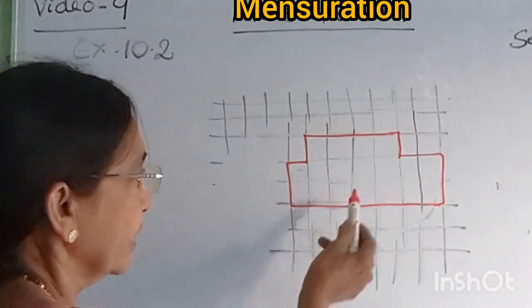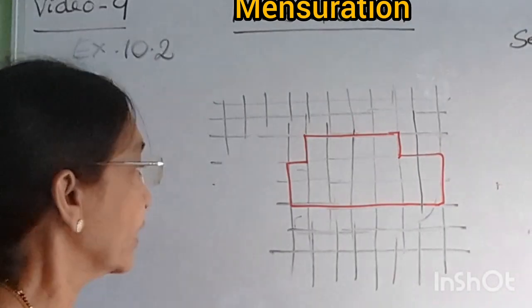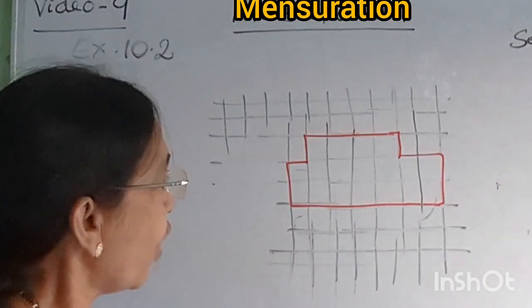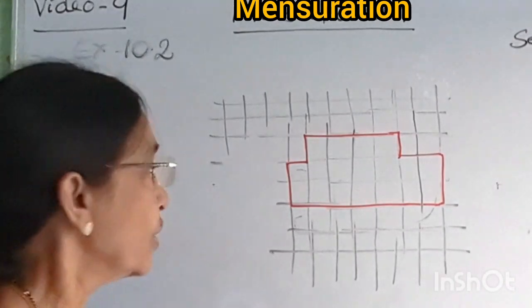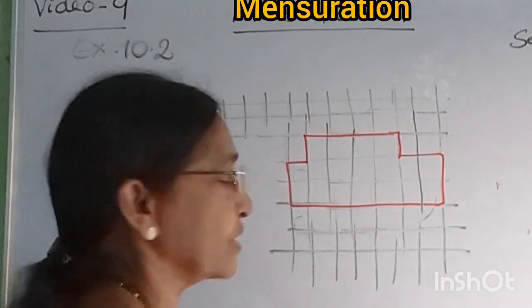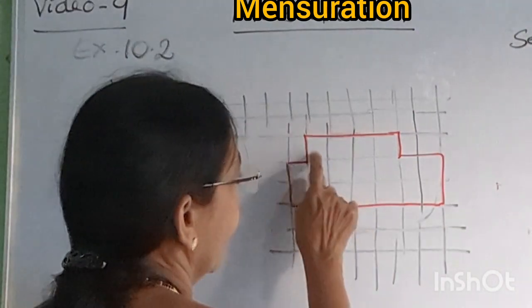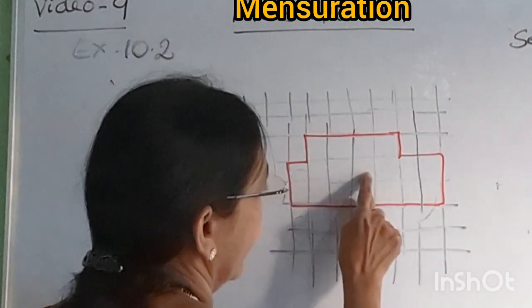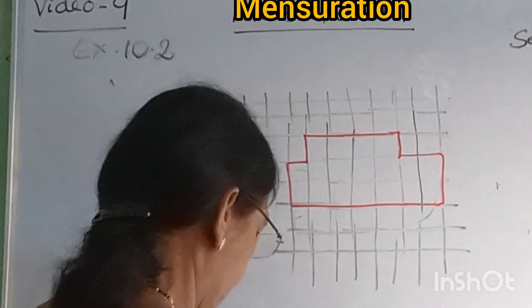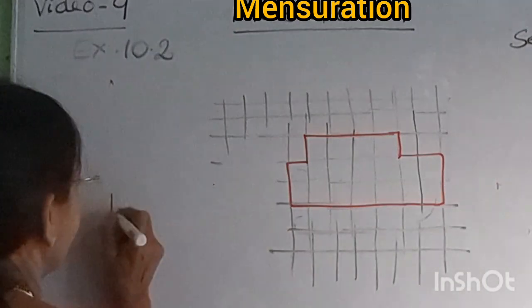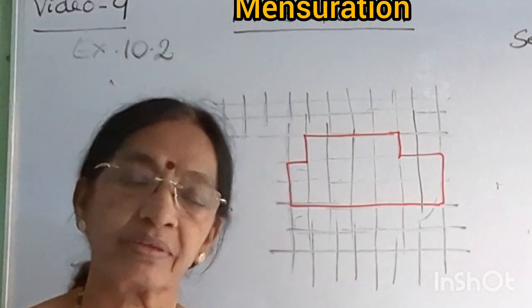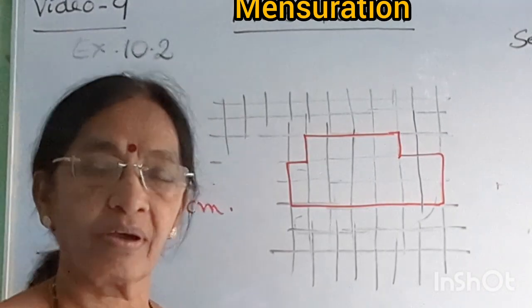Now find the area of the shape shown in the figure. Here it is made up of straight line segments. Therefore, there are no half square centimeters also, so all are fully occupied square centimeters. We can just count: 1, 2, 3, 4, 5, 6, 7, 8, 9, 10, 11, 12, 13, 14, 15, 16, 17, 18. So the area of this figure is 18 square centimeters. Thus you can find the areas of regular and irregular figures by placing them on a grid paper.